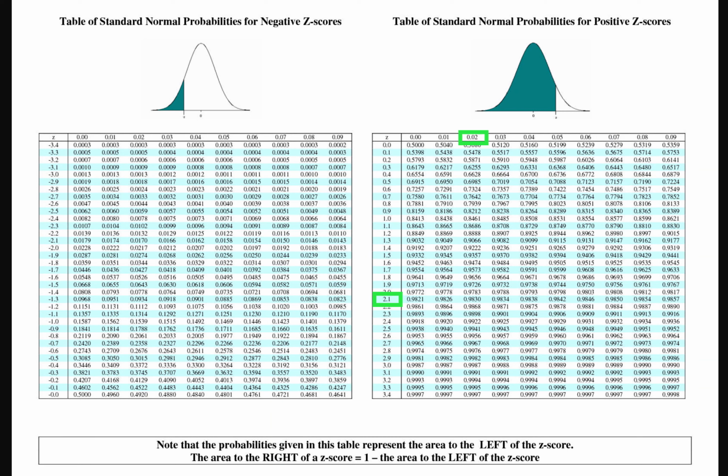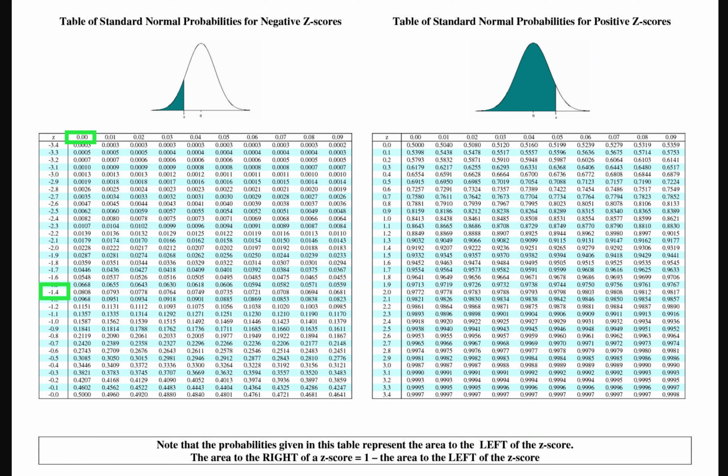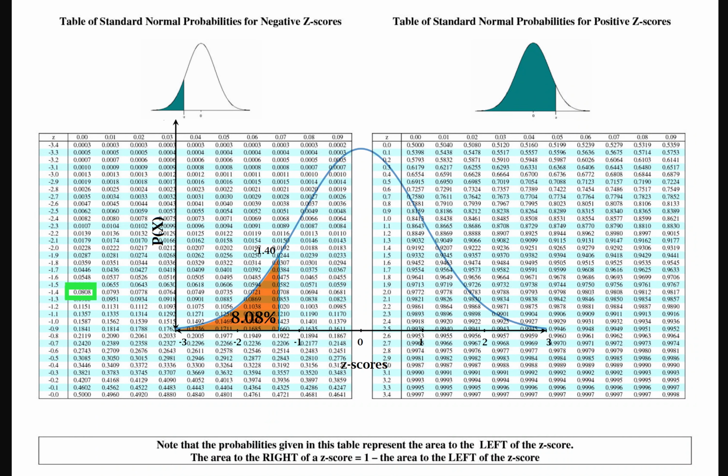What if I want to find the area to the right of 2.12? Well, if the area to the left is 98.3%, then the area to the right is 1.7%. What if I want to find the area to the right of a z-score of minus 1.4? Well, 8.08% of the total area is to the left. That means 91.92% of the area is to the right.